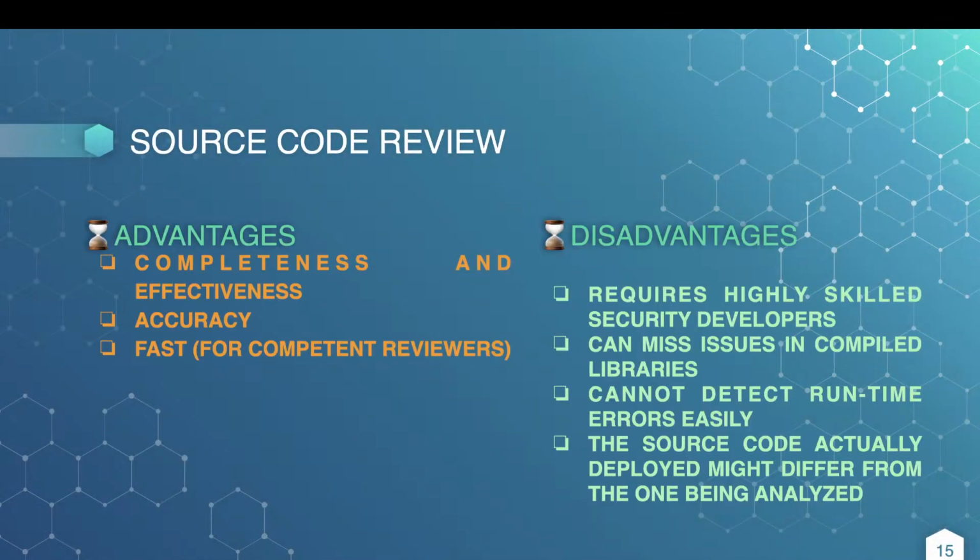It has its advantages because it is complete and effective. It can be extremely accurate and fast if you have competent reviewers, but this requires such a high level of skill that it's incredible. You can miss issues very easily in compiled libraries that are included as well, and we cannot detect runtime errors because the code is not running. The source code actually deployed might also differ from the one being analyzed. You never know, because you might analyze the development branch, but they might decide to push another branch to production. Who knows?